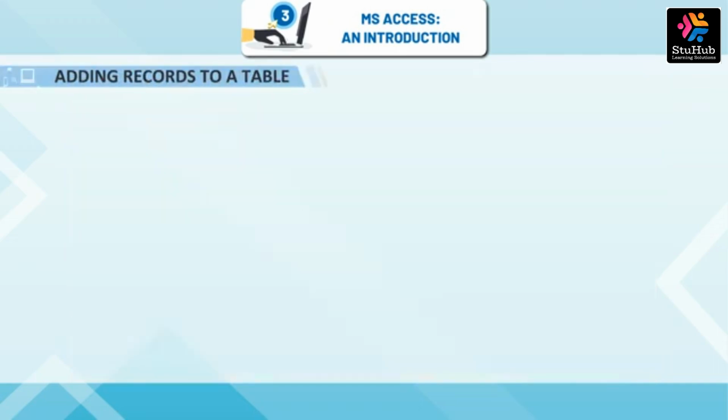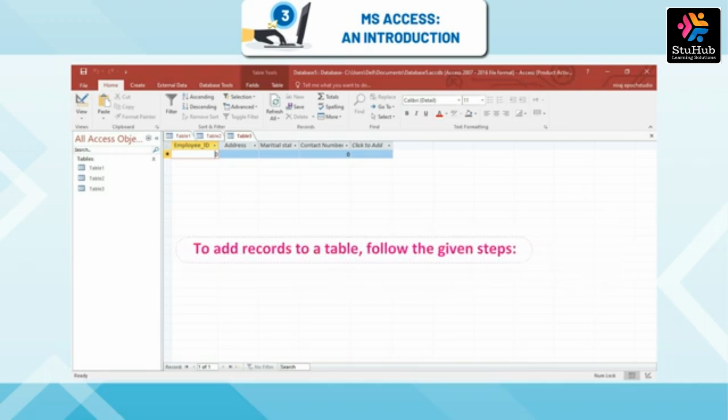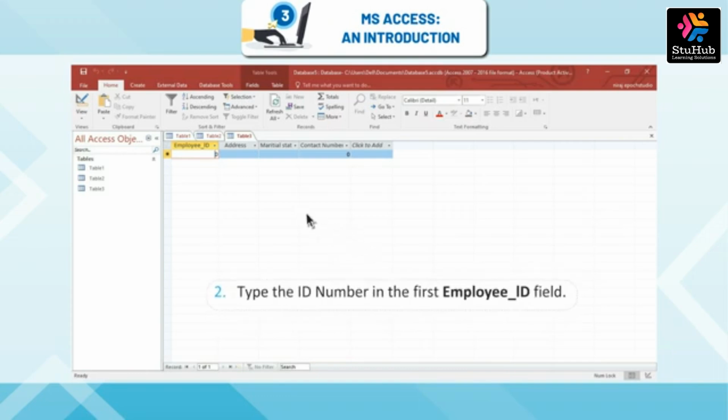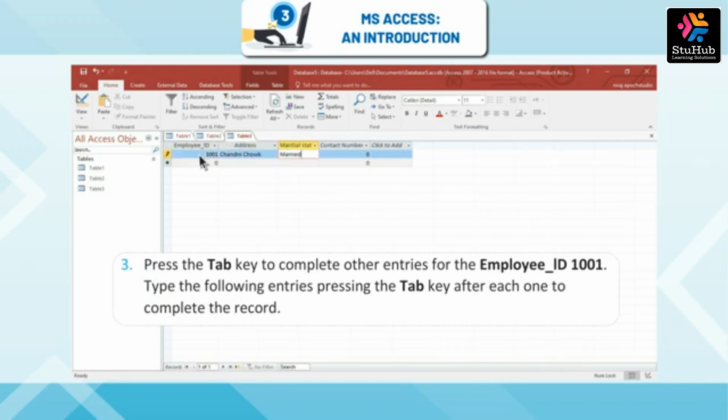Adding records to a table. The table must be open so that the records can be added to the table. The table is displayed in Datasheet view. To add records to a table, follow the given steps. Double-click on table employee_personal_details in the database window. Type the ID number of the first employee in the employee_ID field. Press the Tab key to complete other entries for the employee_ID 1001.